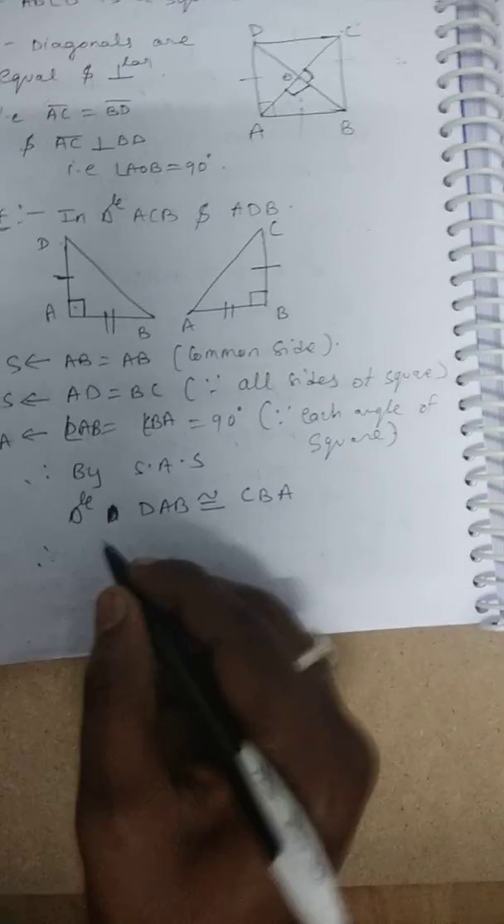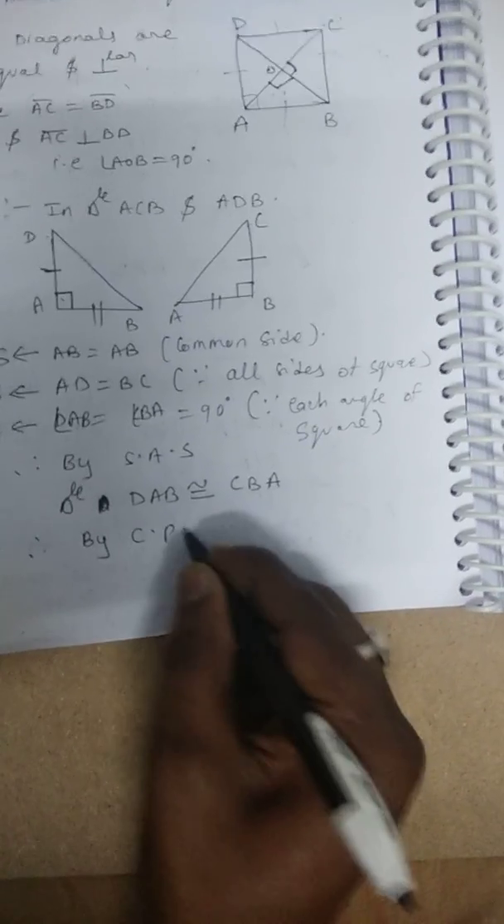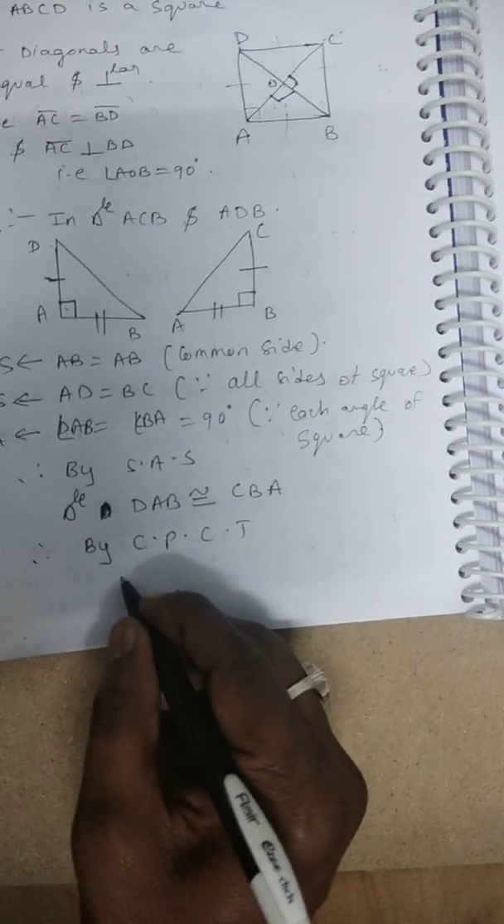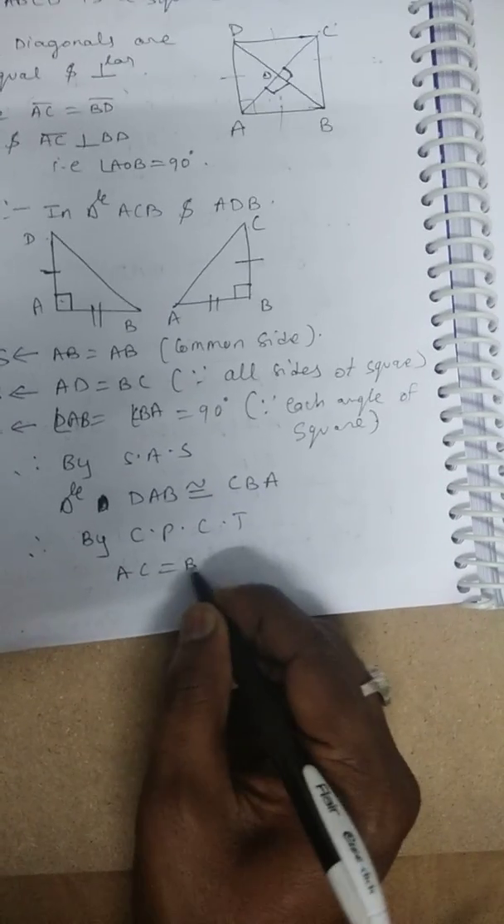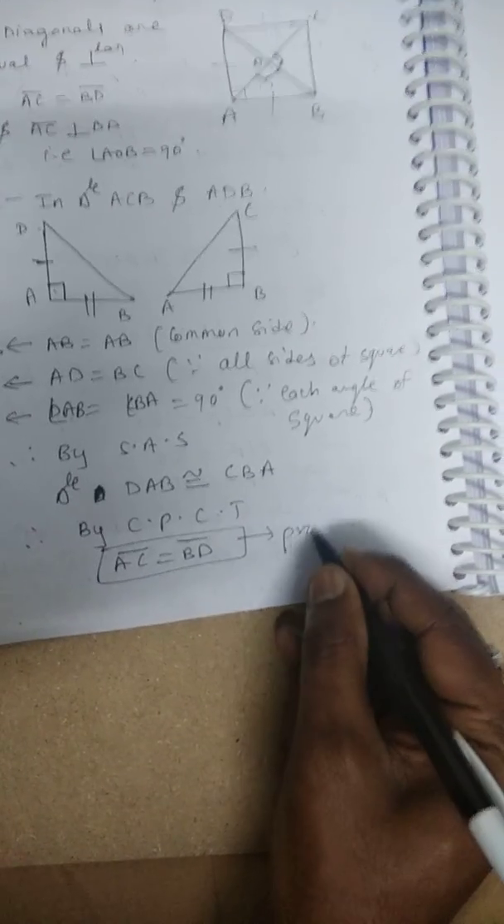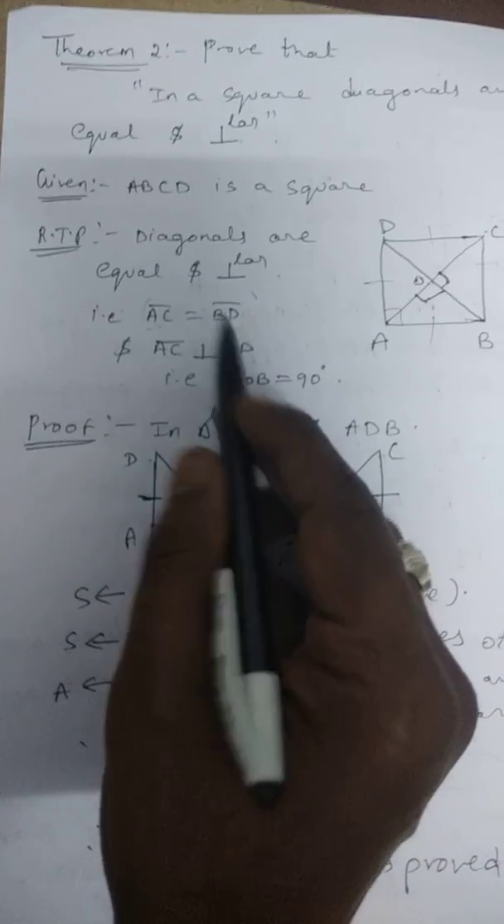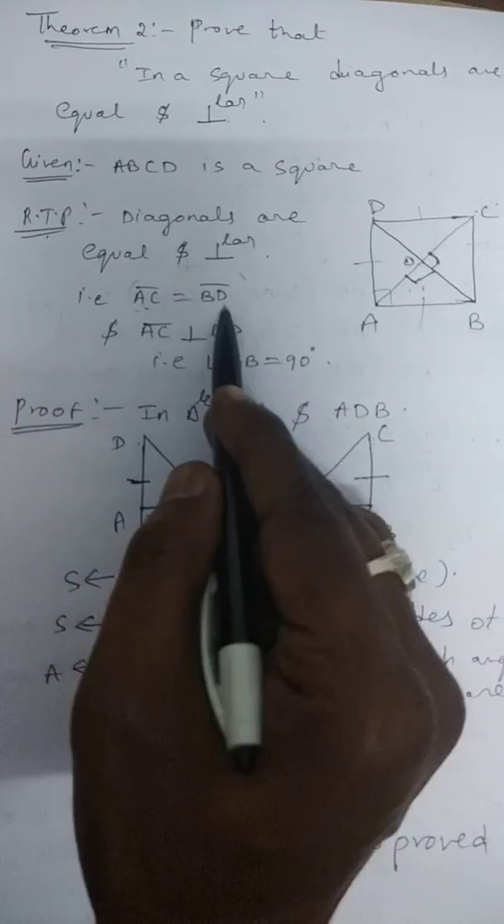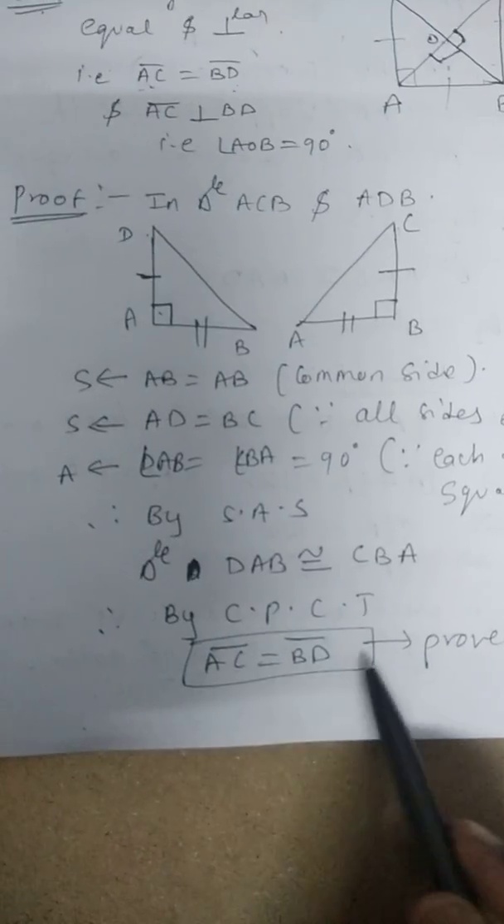Therefore, by CPCT, I can say that AC is equal to BD. This is one thing which is proved. We needed to prove that the diagonals are equal, so we proved the diagonals are equal.